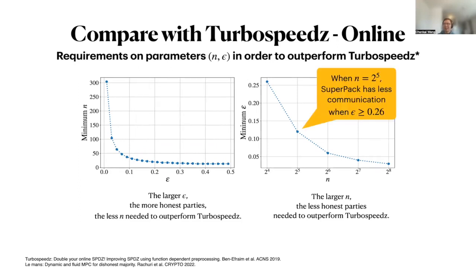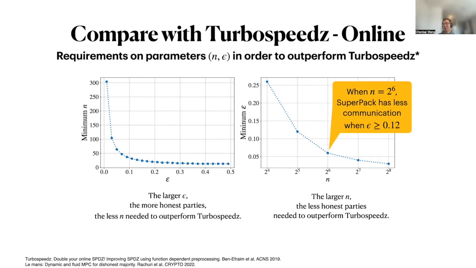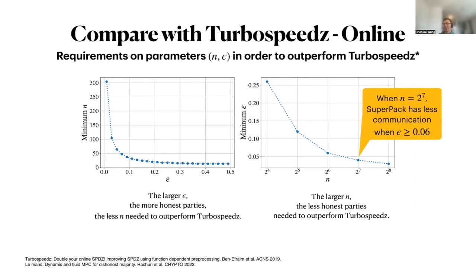And we also fix the n's and study the percentage of honest parties we need. When n equals 2^5, the epsilon will need to be at minimum 0.26. When n is increased to 2^6, the epsilon only needs to be 12% for the SuperPack to outperform Turbospeed. And when n is increased to 2^7, we only need epsilon to be larger than 66%.